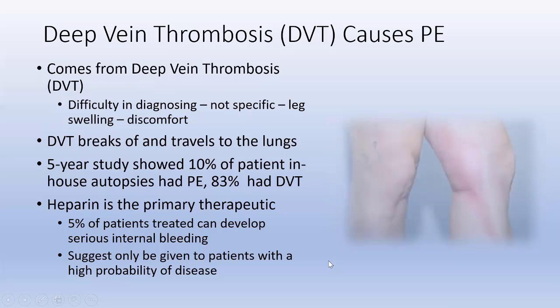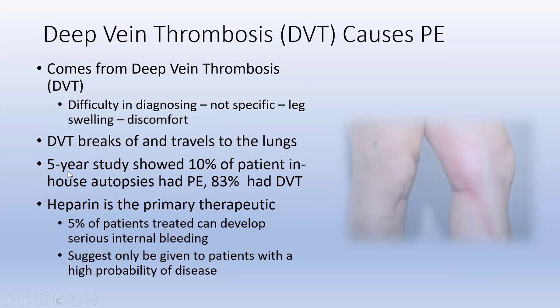So where does PE come from? It comes from deep vein thrombi, as we all probably know. And deep vein thrombi is usually non-specific. You'll see leg swelling, redness, discomfort. The patient might have pain. The patient might actually be asymptomatic. But what we do know about DVTs is they break off from the lower legs, and then they travel up to the lungs, where they get trapped at the arterial levels, as indicated earlier.